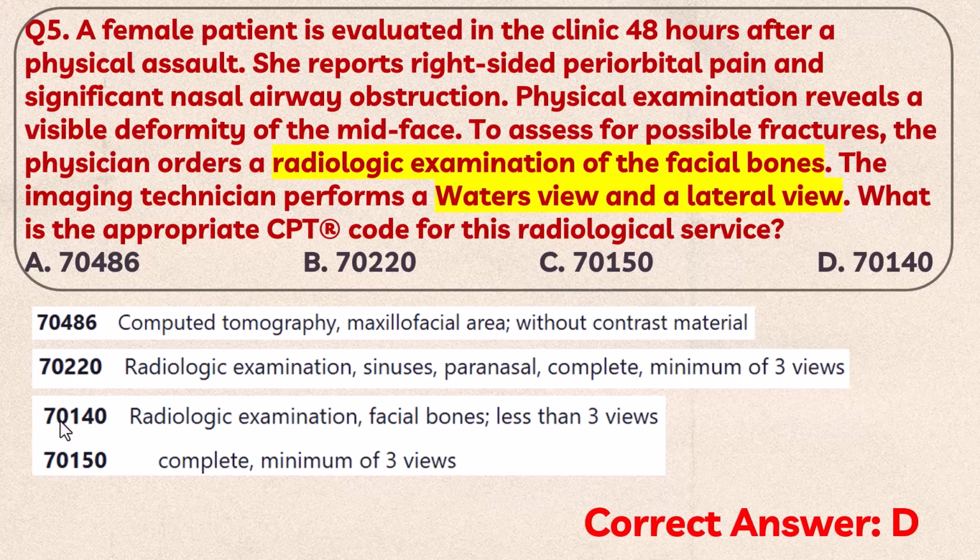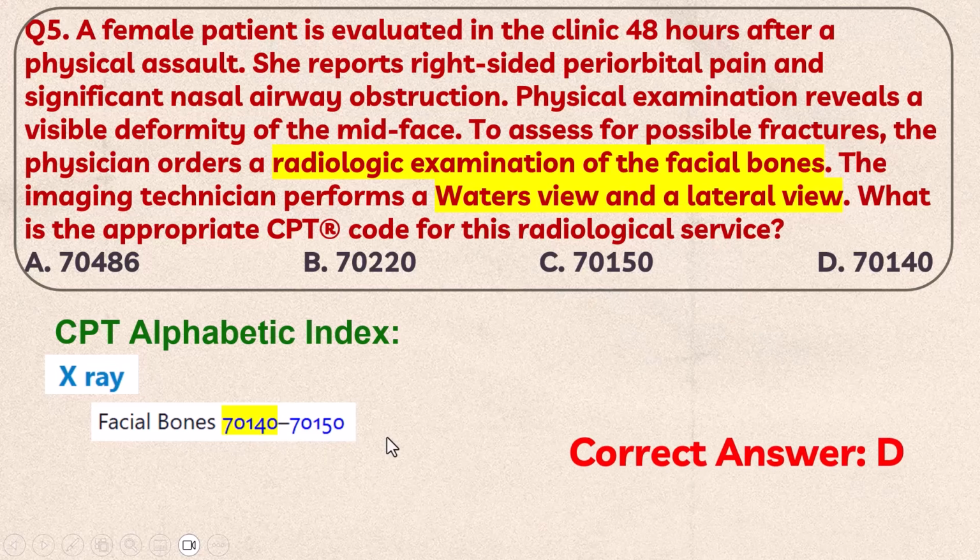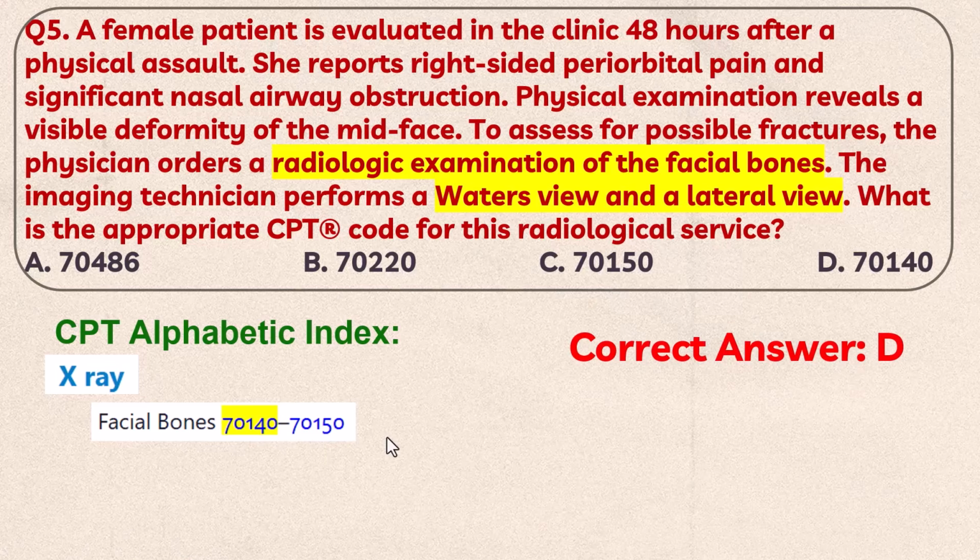If you encounter this case in the real working world, you should use the CPT alphabetic index. In the CPT alphabetic index, the first main term is X-ray, then go to the subterm facial bones. It will lead you to the code series 70140 to 70150. Again, come back and confirm the answer. Once you confirm, the correct answer will be answer D.